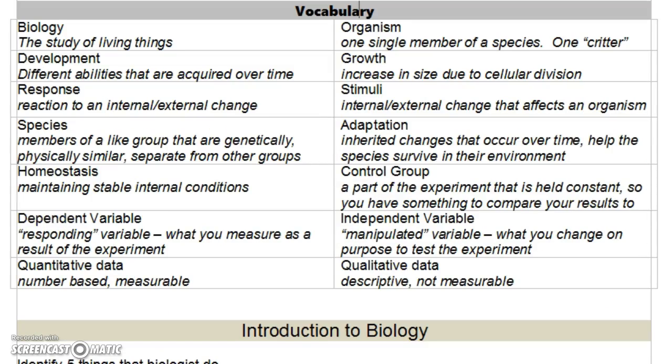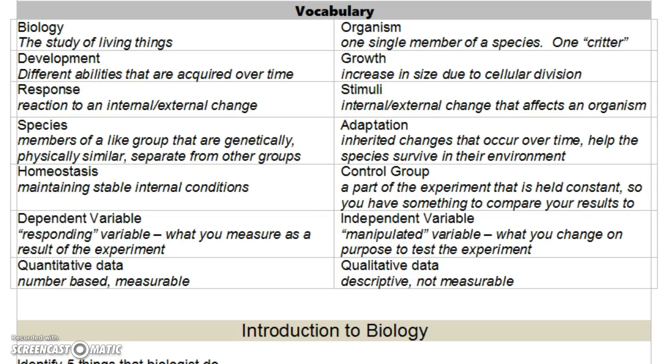Quickly up at the top here we have our vocabulary. Biology is the study of living things. Organism is one single member of the species, which is one critter. So a single organism could be one human, one bacterial cell, one bird, etc.